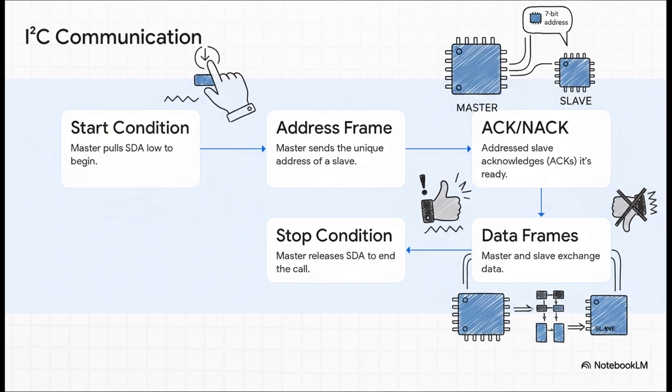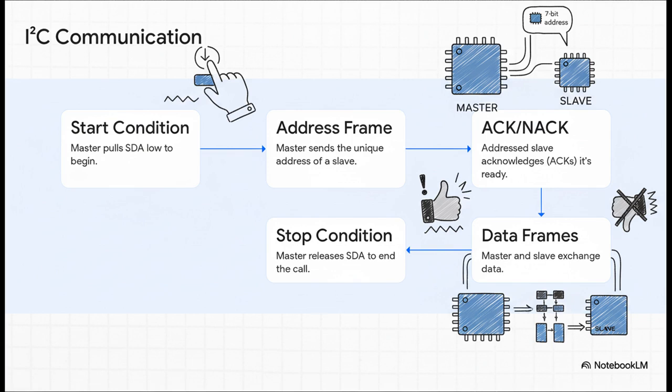So how does this moderated call actually work? Well, the master device, usually your microcontroller, kicks everything off by creating a special start condition on the line. Then it shouts out the 7-bit address of the specific slave it wants to talk to. Any slave on the line that recognizes its own address responds by pulling the data line low. That's called an acknowledge, or ACK. It's basically them saying, "Yep, that's me, I'm ready."